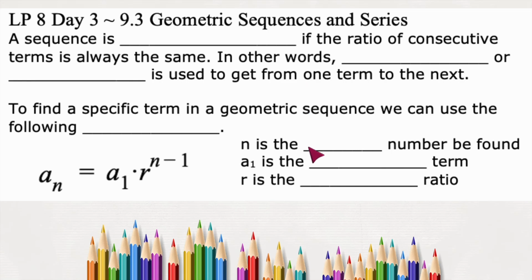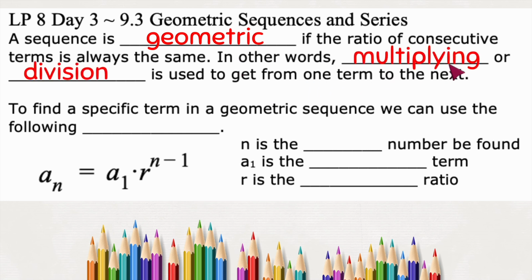All right, so in this video, we're going to look at geometric sequences. A sequence is geometric if the ratio of consecutive terms is always the same. What this means, in other words, is that multiplication or division is used to get from one term to the next.